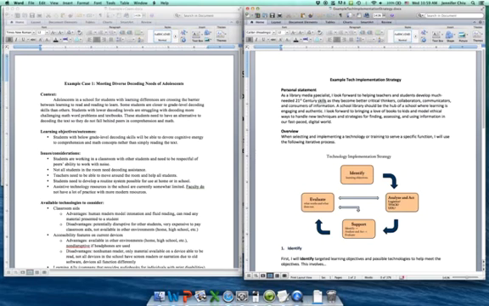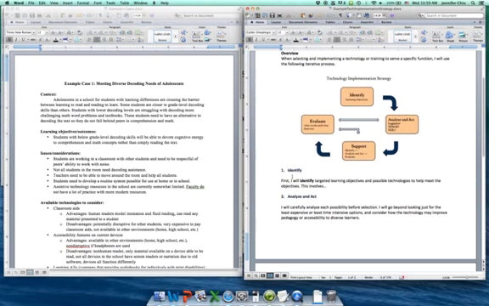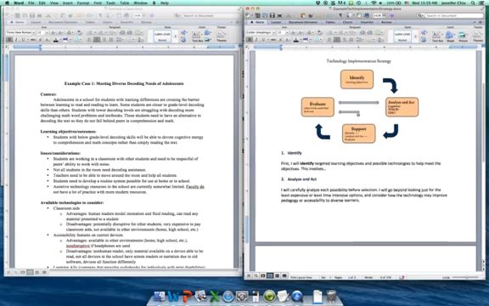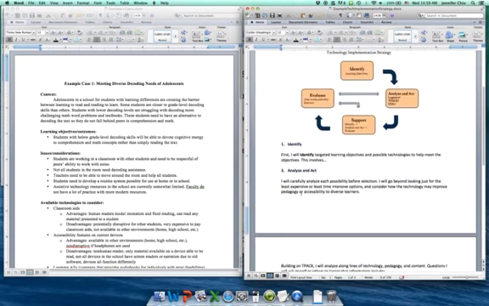So if you look, there's the personal statement, the overview, but here is when we go, and for this technology implementation strategy, we have the big four processes of identify, analyze and act, support, and evaluate. So thinking about first, when I say first, I will identify targeted learning objectives and possible technologies to help meet the objectives. This involves blah, blah, blah, blah, blah.